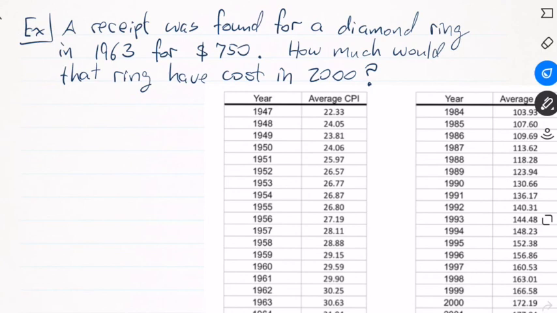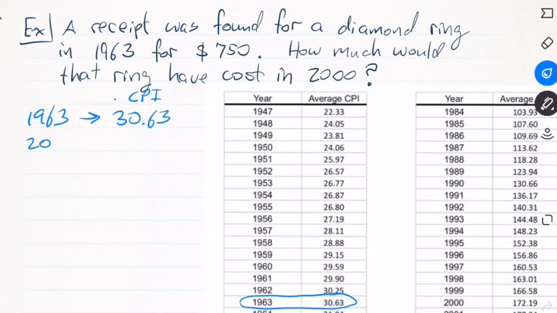All right, so let's say we found a receipt for a diamond ring that was purchased in 1963 and the ring only cost $750. How much would that ring have cost if we bought it in 2000 adjusted for inflation? So the first thing we need to do is look up the CPIs for 1963. 1963 is here. So that would be 30.63. So 1963, the CPI is 30.63. And then in 2000, turn of the century, 2000 is over here.